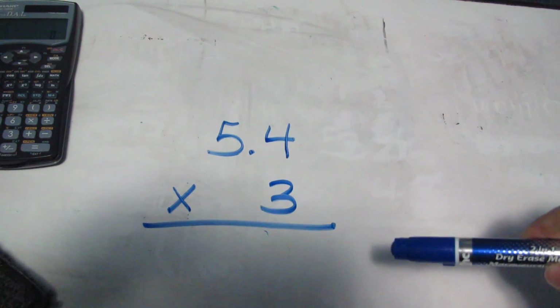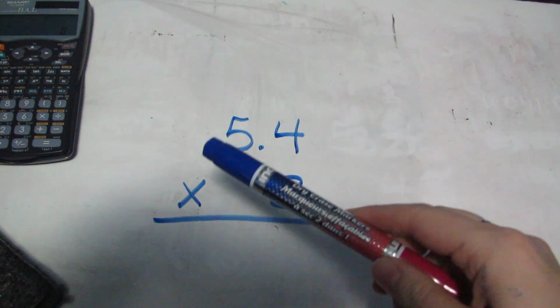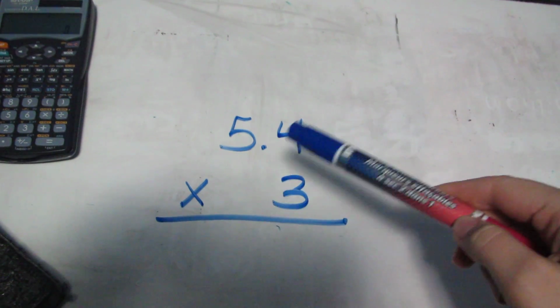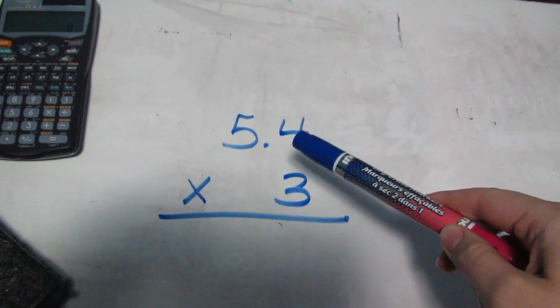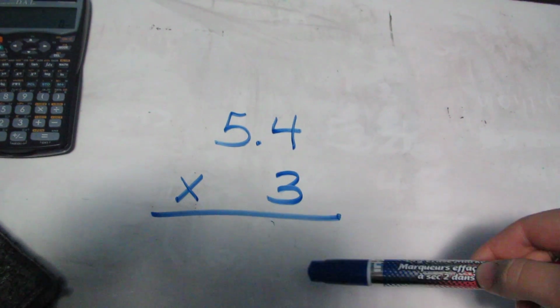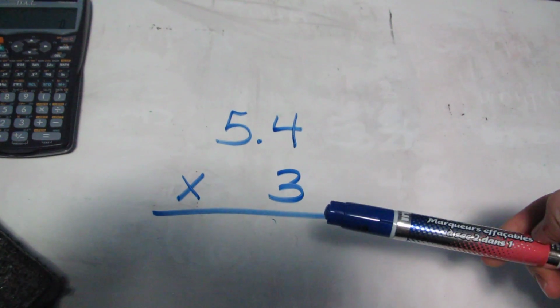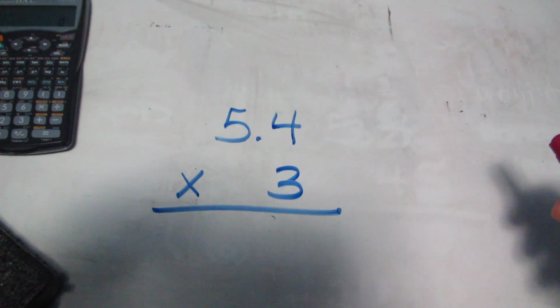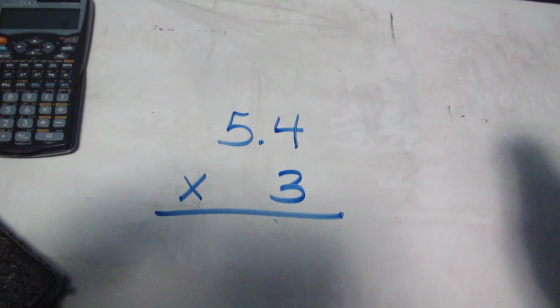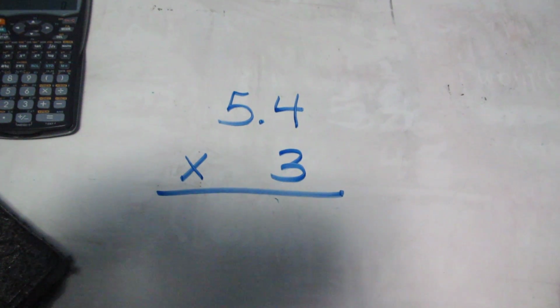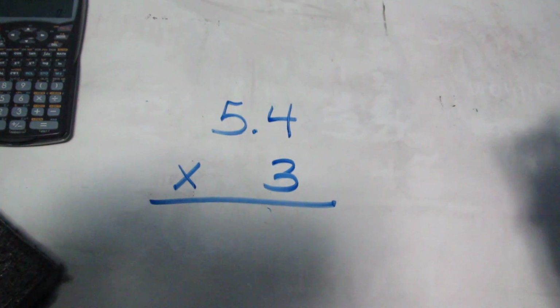So from class, we realized that if we do 5 4/10 times 3, or 54 times 3, the digits in the answer are the same. It's just the decimal that changes places. So basically, if you know how to do multiplication without decimals, you know how to do multiplication with decimals.